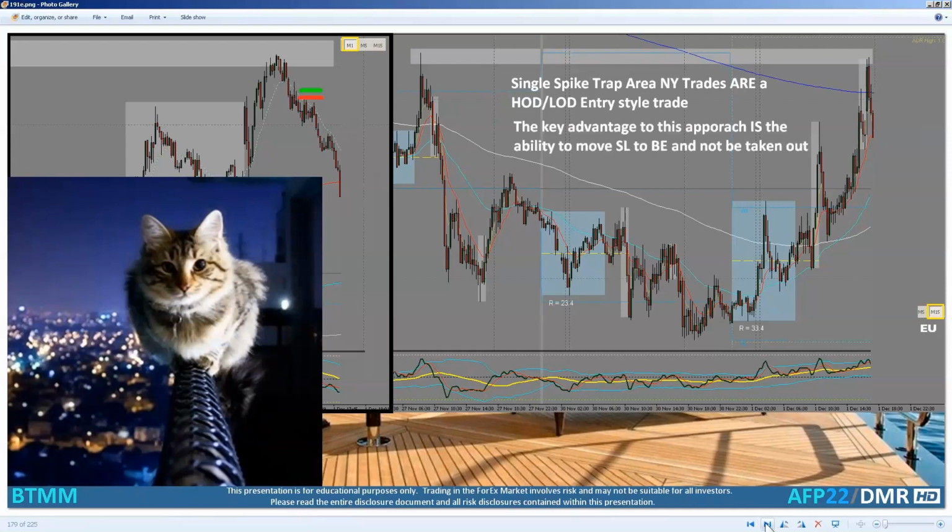All right, the key advantage to this approach is the ability to move stop loss to break even and not be taken out. You're going to run your stop loss to break even knowing that you're probably not going to be taken out. If you are taken out, there's a good reason you're taken out. Really nice to be up like this.